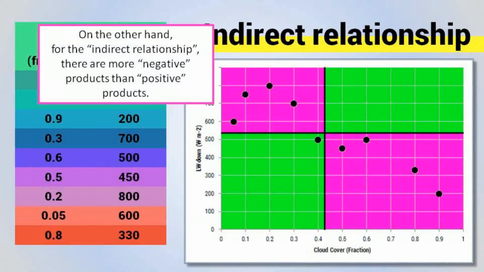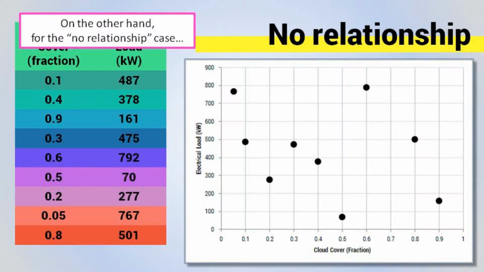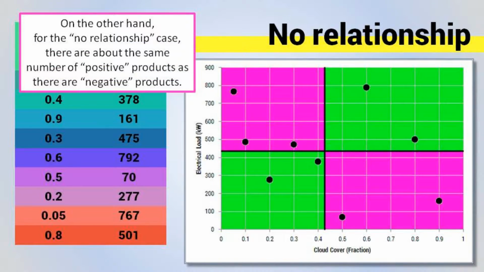This is going to help us get to the ways that we can describe how these data sets are related. And if I took this no relationship case right here, and again computed x bar and y bar, and divided my scatter diagram up into 4 quadrants, you can see that we have about the same number of positive products as negative products. We have about the same number of points in the green areas as in the pink areas.